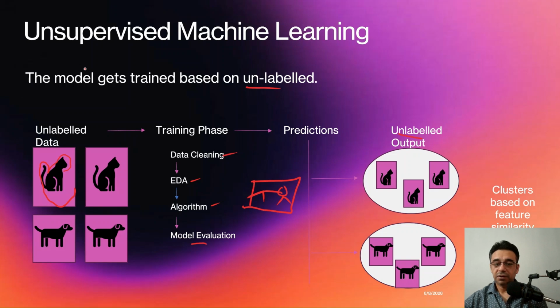Okay, so the model will say that this new image is closer to cluster 1, or closer to the second cluster, or to the third cluster. So that is how the machine learning works. Again, unlabeled data means we don't have proper guidance available. So the machine learning model will get trained based on the feature similarity, and that is how the predictions will be done. So that is unsupervised machine learning.